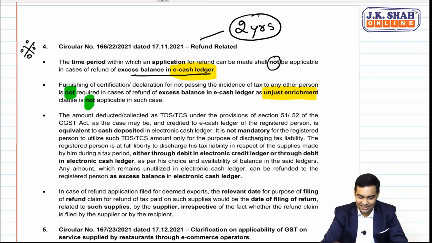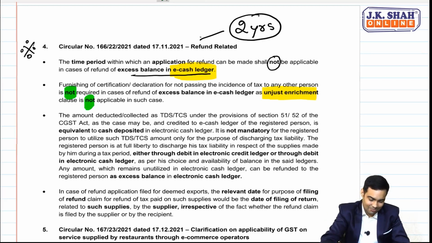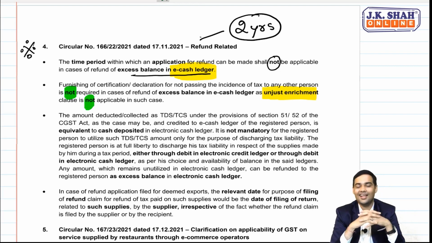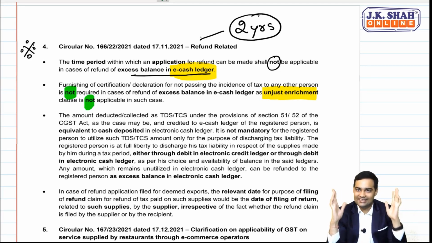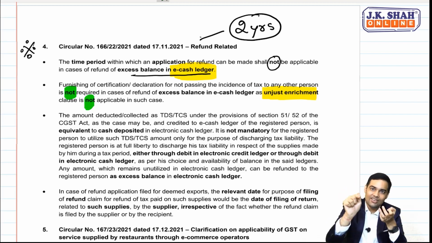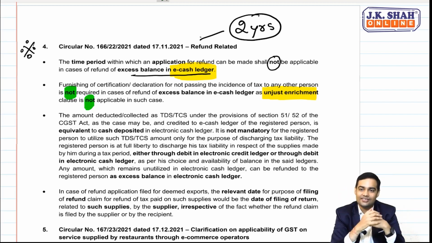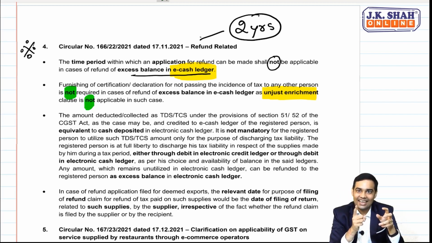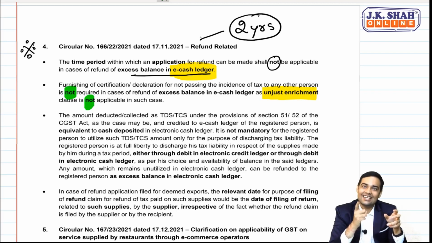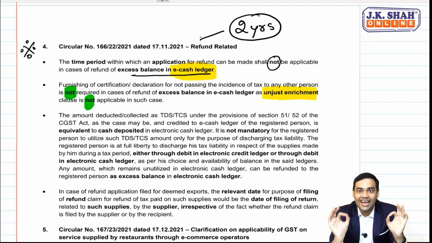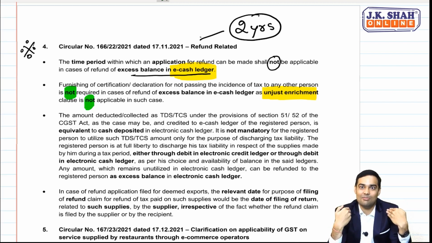Sir, what is unjust enrichment, sir? Let me give you an example. People, I ordered a pizza and paid for it. It got delivered to you. Will you have it? I know, you'll be saying yes. Correct. Now, that is called unjust enrichment. You have unjustly enriched yourself with a pizza where I had made the payment.